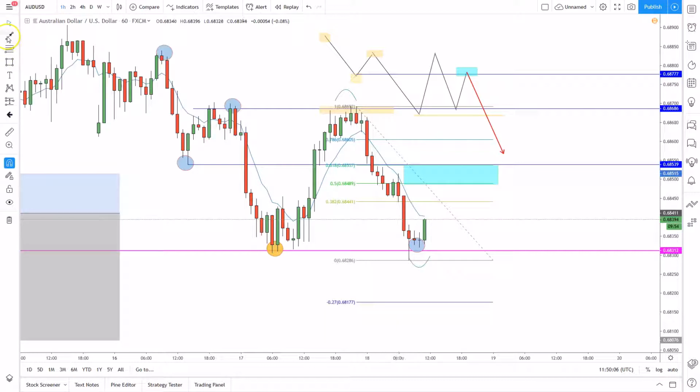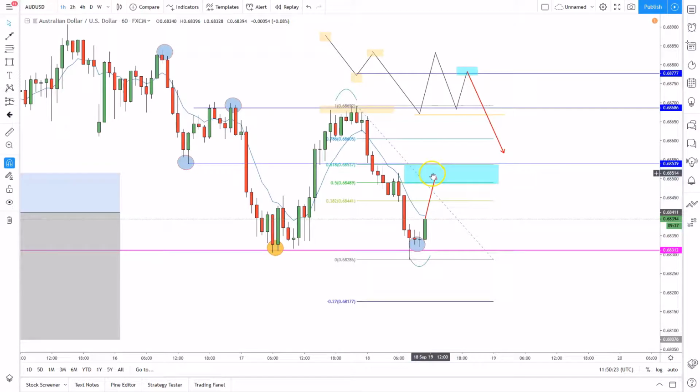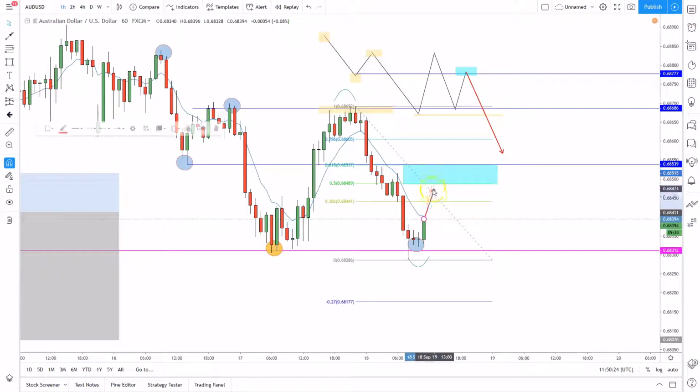So having said that, what I'm waiting for is price to come and test this area here, because it was also in the region of this previous low point. So if price comes up in this box here, or even if price closes bearish around the regions here on 38.2, that's also perfectly fine.